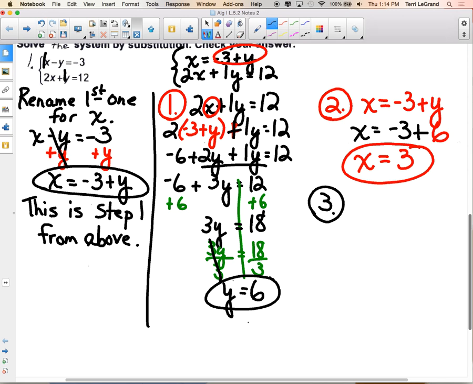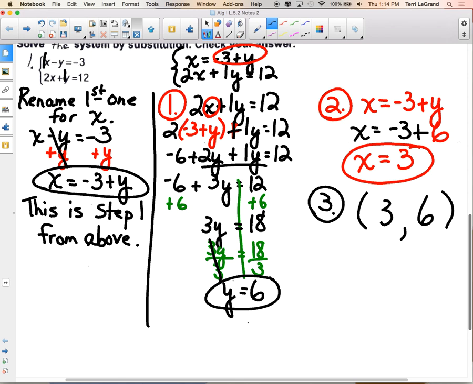What do we do in step number 3? Ordered pair, and our ordered pair answer is 3, because that's our x value, x is always first in the ordered pair, 6, because that's our y value, 6 is always the other coordinate in the ordered pair.